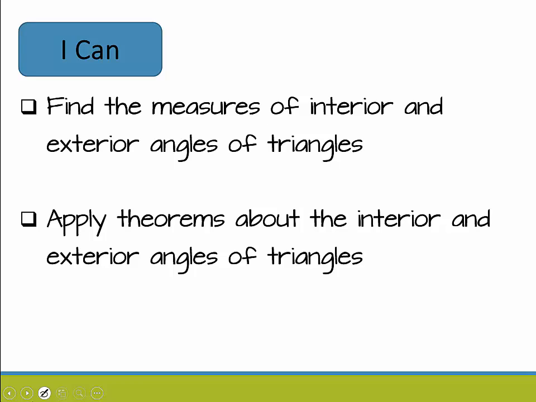So you should be able to find the measures of interior and exterior angles, given some information. And then you should be able to apply all the theorems that we just learned.